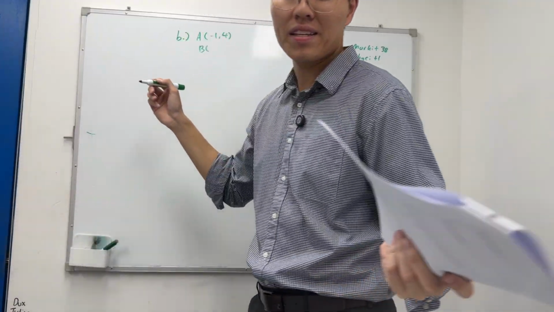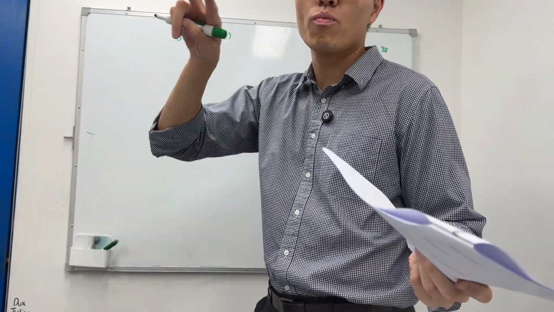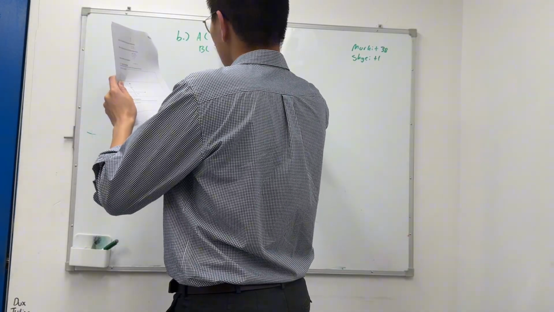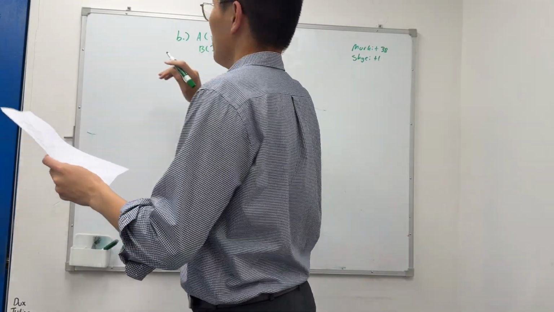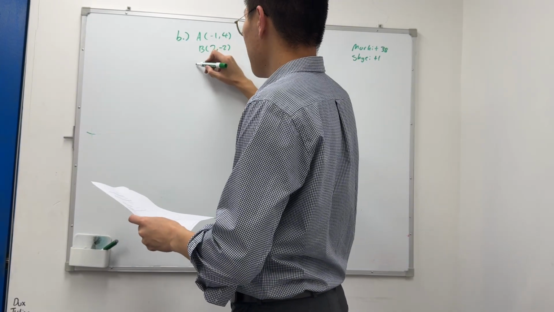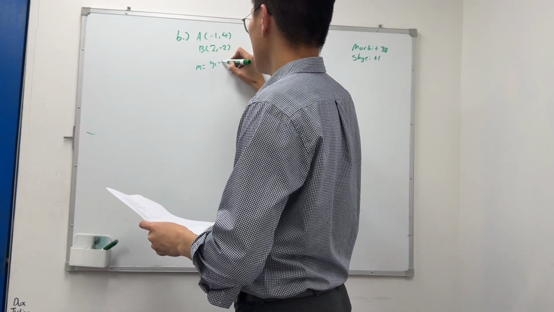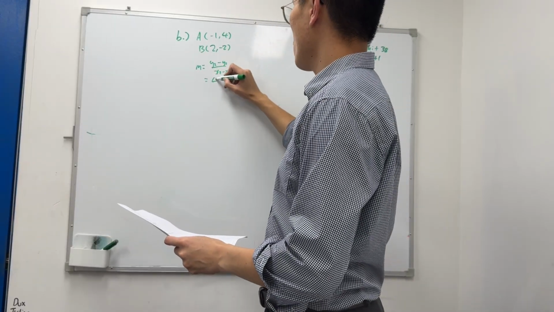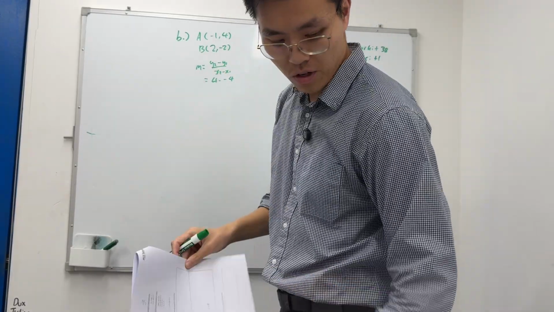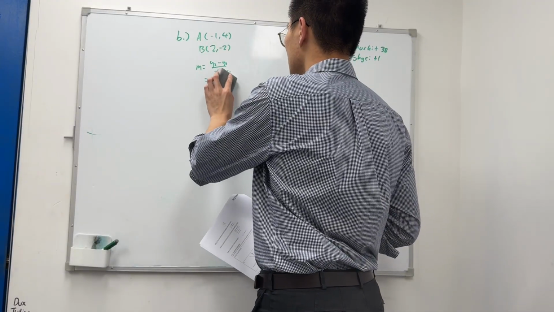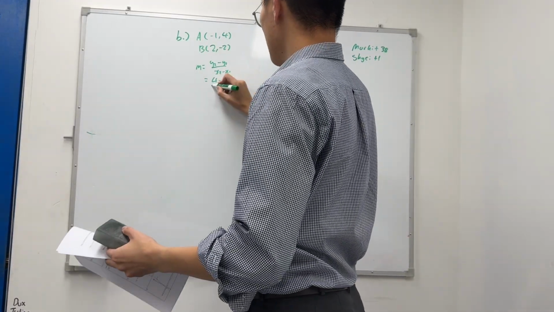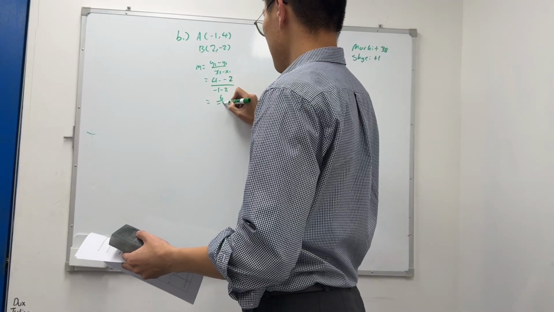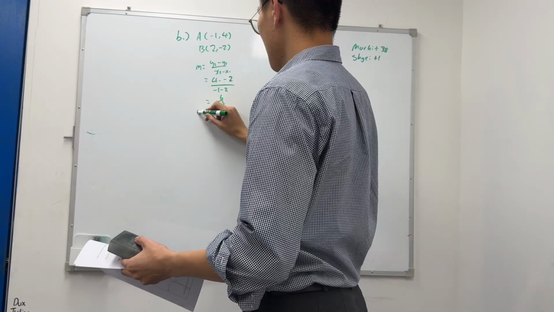And remember, I'll say this again. For a straight line, you just need 2 points and you can figure out the formula. So we need to find m first of all. y2 minus y1 over x2 minus x1. So that's 4 minus minus 2 over minus 1 minus 2. That's 6 over minus 3, which is minus 2. M equals minus 2.